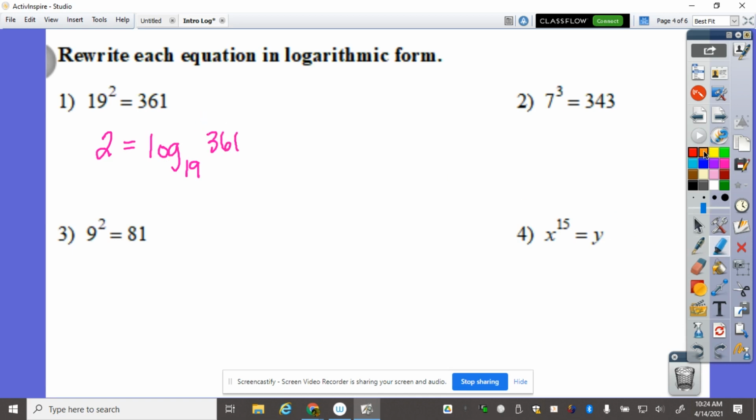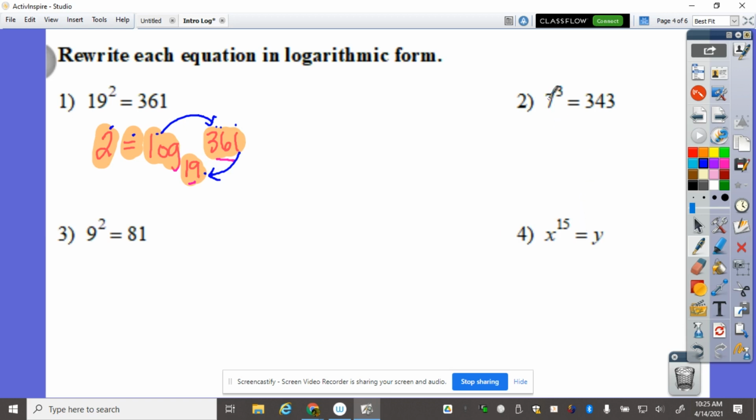By the way, I want to make sure it's clear to you. We read this one as 2 is equal to the log of 361 with base of 19. Some textbooks or teachers say it 2 is equal to log of base 19, 361. Okay, so it doesn't matter as long as I do it this way. 2 is equal to log of 361 with a base of 19. It really depends, everybody has different ways, so I always go with 361 with a base of 19.